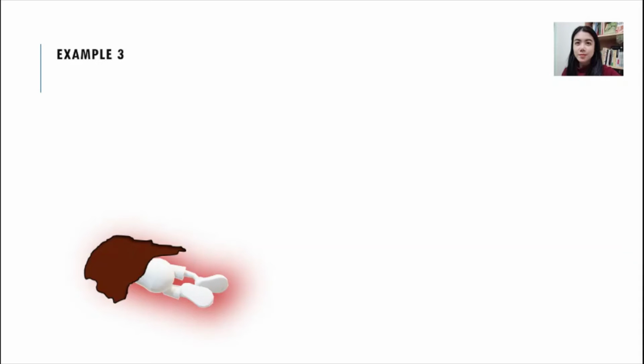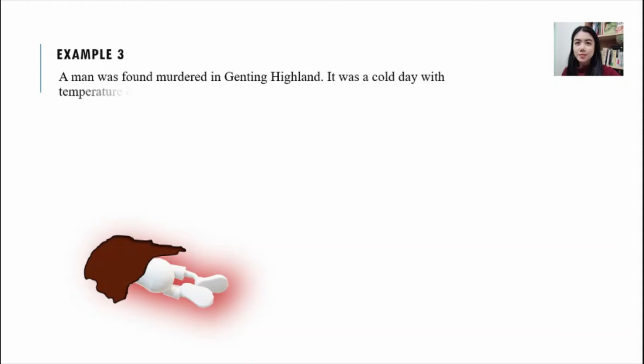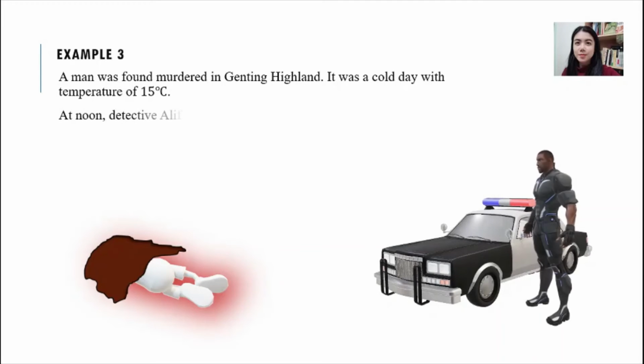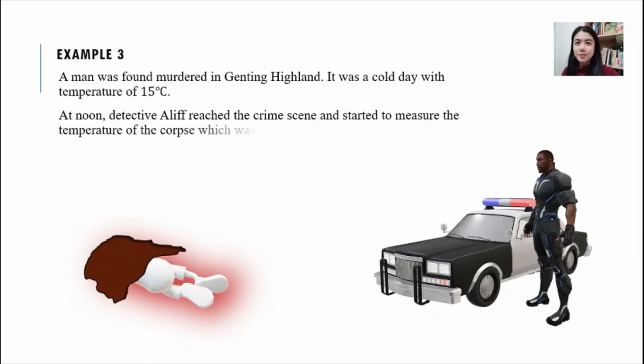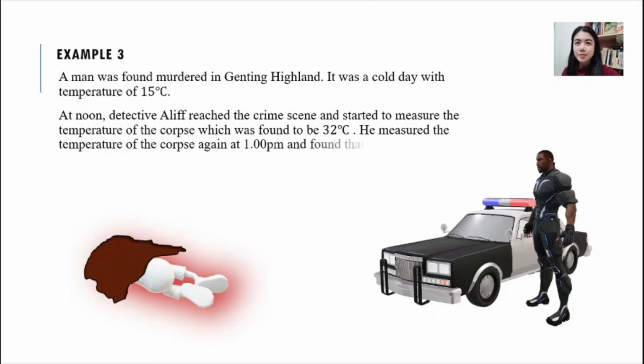Now we come to the third example. A man was found murdered in Genting Highland. It was a cold day with a temperature of 15 degrees Celsius. At noon, Detective Arif reached the crime scene and started to measure the temperature of the corpse, which was found to be 32 degrees Celsius. He measured the temperature of the corpse again at 1 p.m. and found that the body temperature was 30.2 degrees Celsius. What is the time of death?